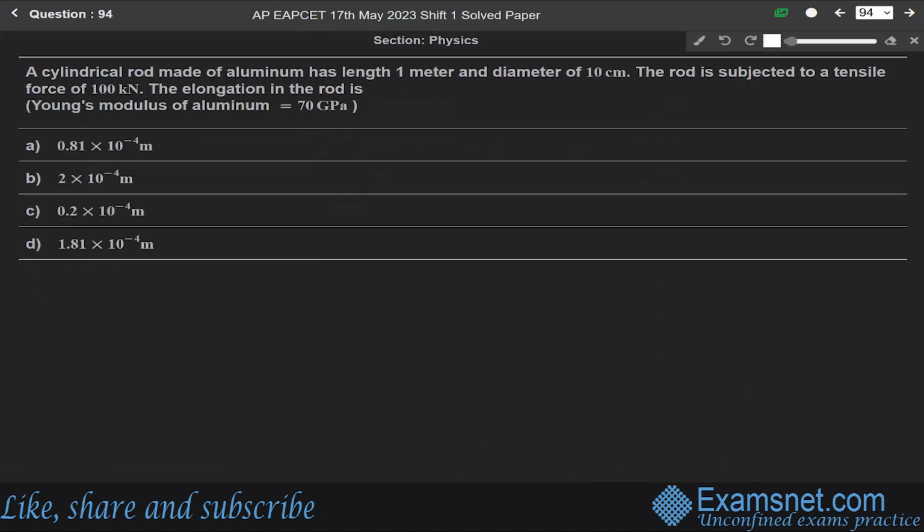Now next question, 94. A cylindrical rod made of aluminum has length 1 meter and diameter 10 centimeter. The rod is subjected to a tensile force of 100 kilonewton. The elongation in the rod is. So this question is from the chapter of mechanical properties of solids.